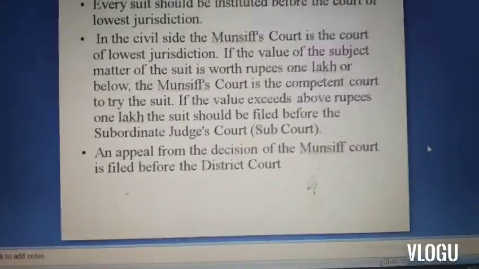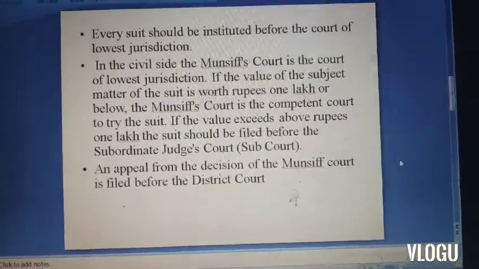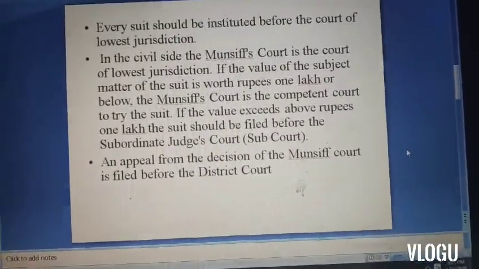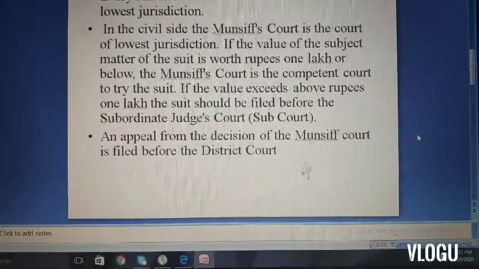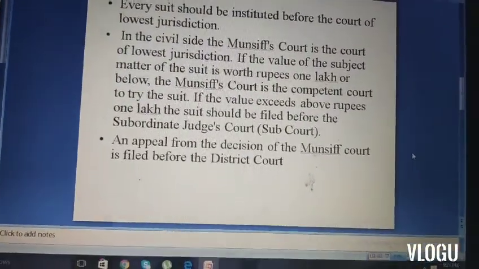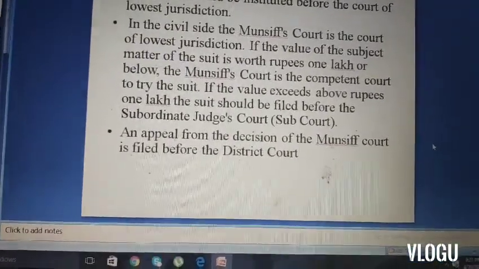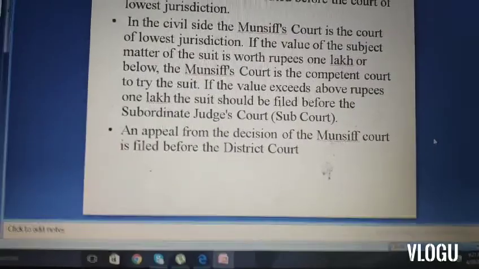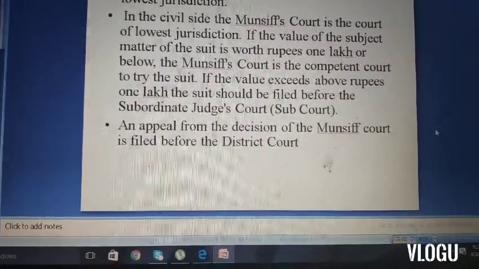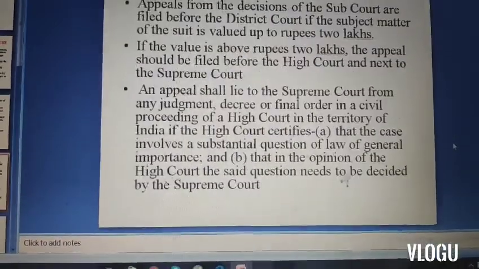If the value is 1 lakh or below, it goes to the munsif court, but if it exceeds rupees 1 lakh, the suit should be filed before the subordinate judge's court, the sub court. An appeal from the decision of the munsif court will be filed before the district court. So the suit should be instituted before the court of lowest jurisdiction. On the civil side, that is the munsif court. If the matter is 1 lakh rupees or below, you go to the munsif court, and if it exceeds that, it should be filed before the subordinate court. An appeal will be filed before the district court.